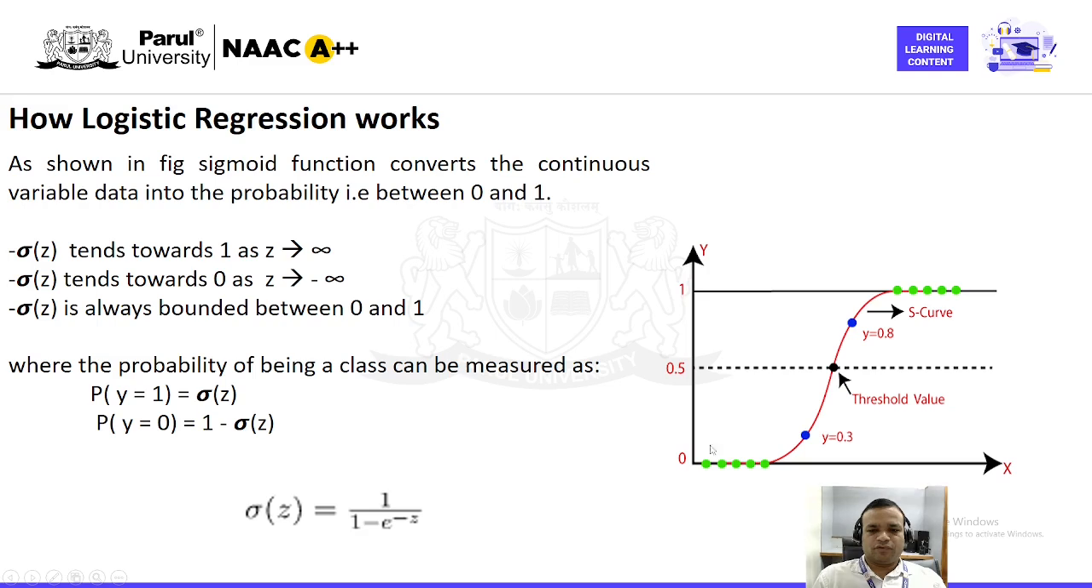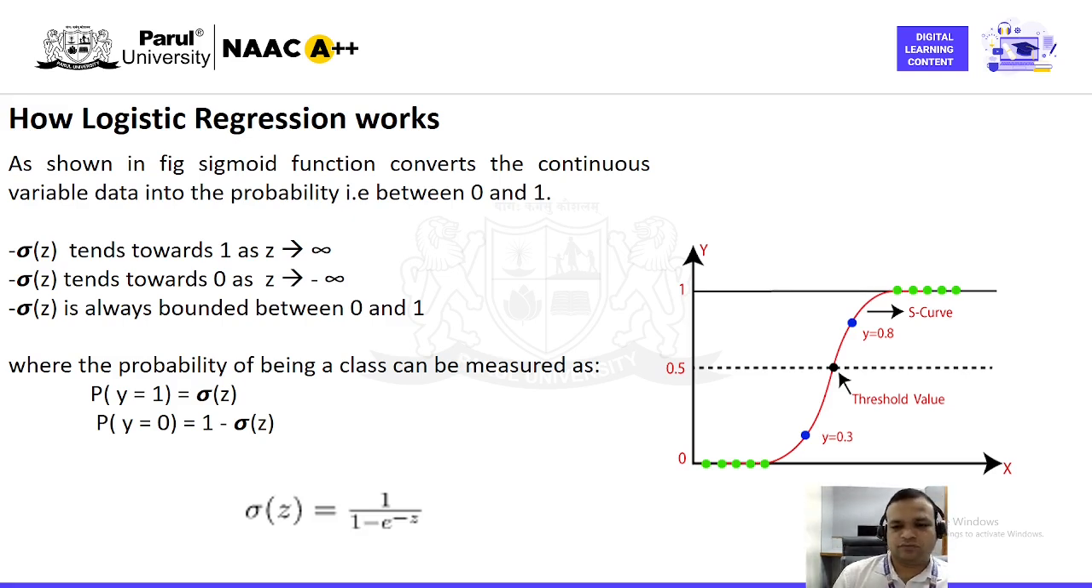This is the output. Y representing the output, x representing the features. So this is the sigmoid function we are using, which takes a continuous value and transforms it into the class, which may be 0 or 1.